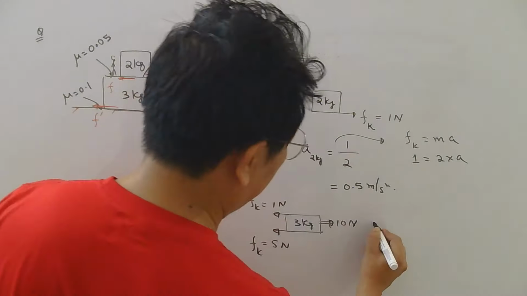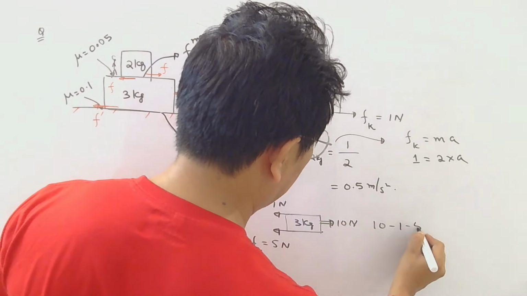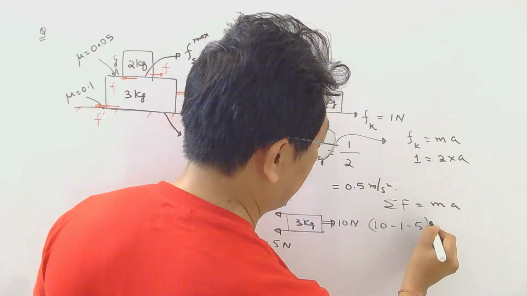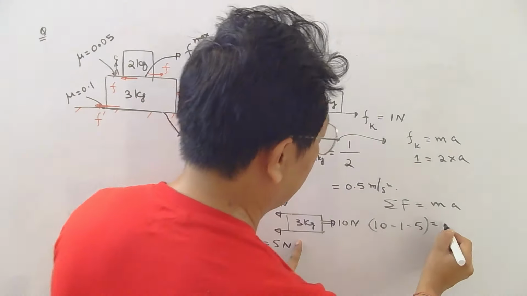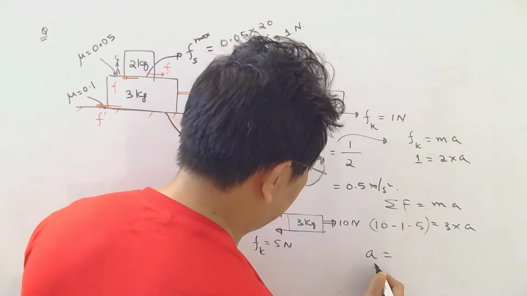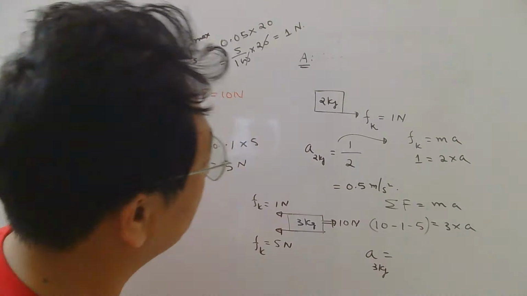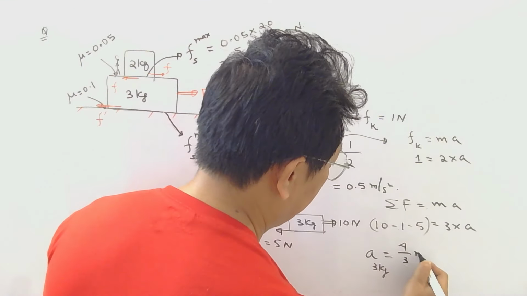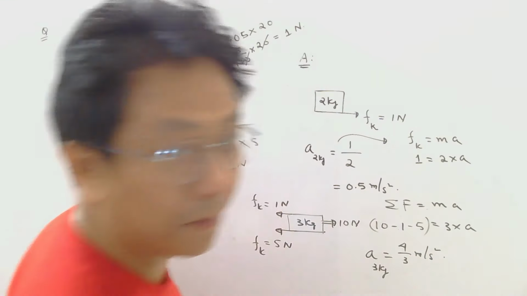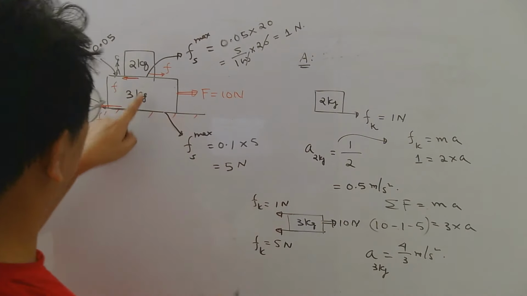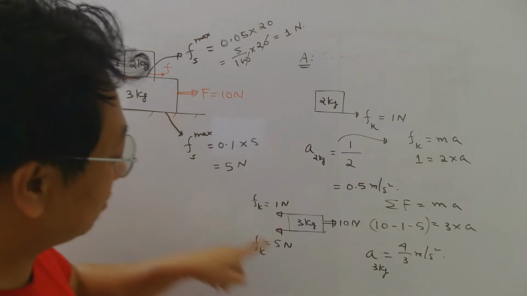So now the net force will be 10 minus 1 minus 5. That is the total force, right? And total force is ma. What is the mass of this block? 3 into a. So this will give you the acceleration of the 3 kg block equals 10 minus 1, 9, 9 minus 5, 4, 4 by 3 meter per second square. And friction here is kinetic, equal to 1 Newton. Friction here is also kinetic, which is 5 Newton.